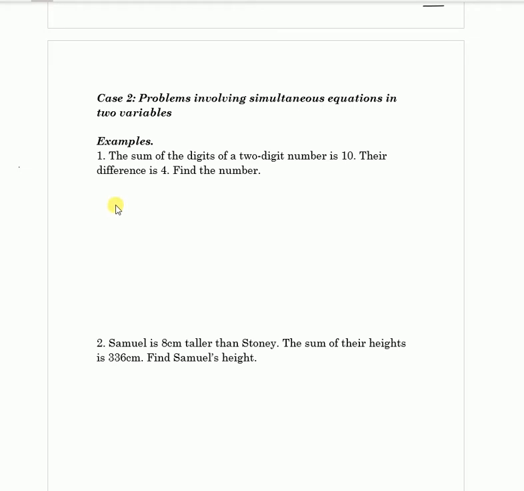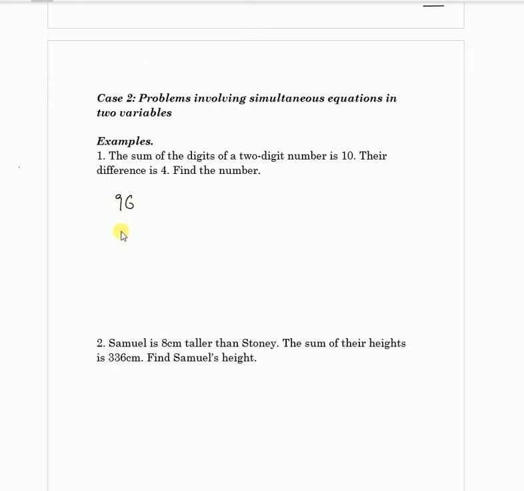We have come to some problems involving simultaneous equations in two variables. The first example says that the sum of the digits of a two-digit number is 10. Their difference is 4. Find the numbers. I want to give you an example of a number like 60, a number like 96. This is a two-digit number.